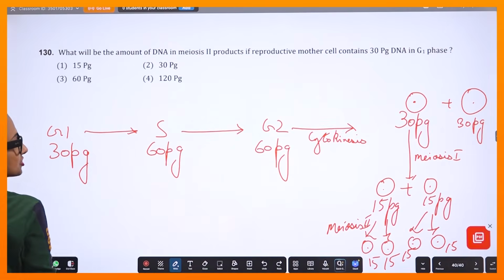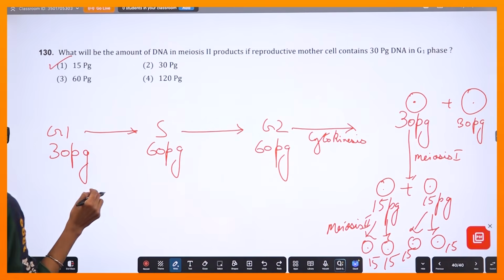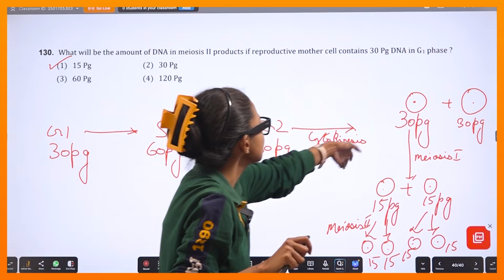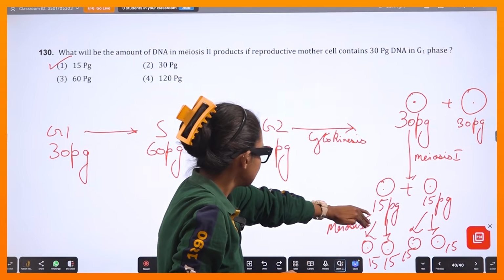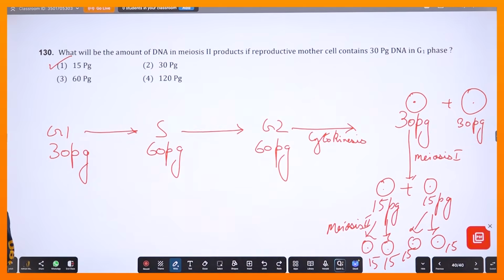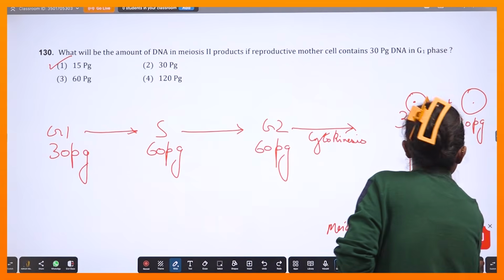15 picograms each. Okay? 15 picograms each. So 30, 60, 60, cytokinesis 30, 30, meiosis 1, 15, meiosis 2, it will remain same. Correct? Fine. Let's move on.